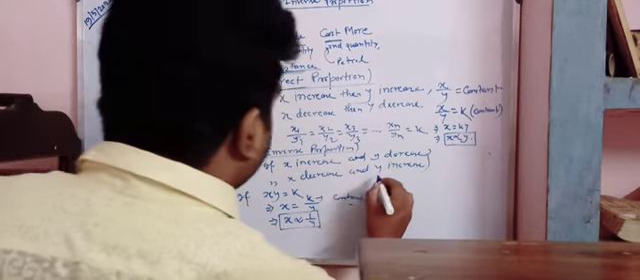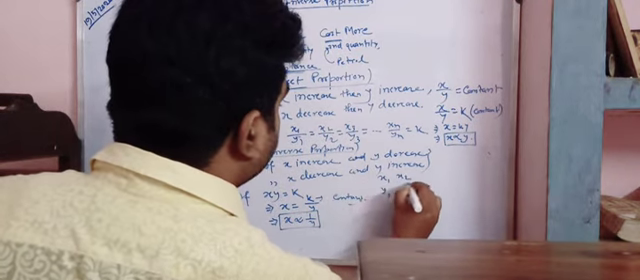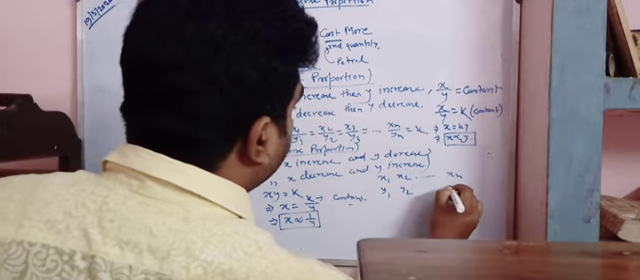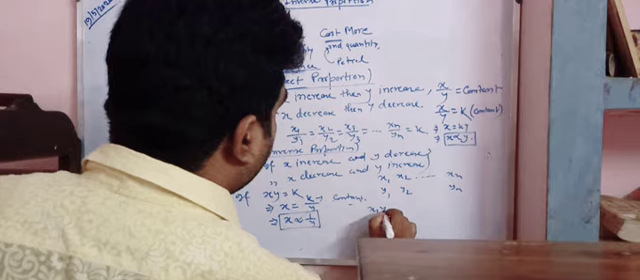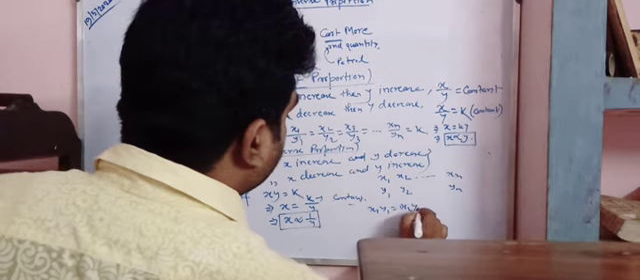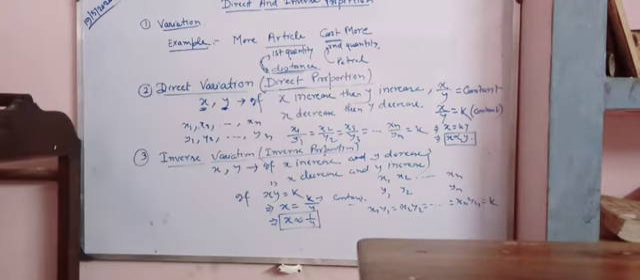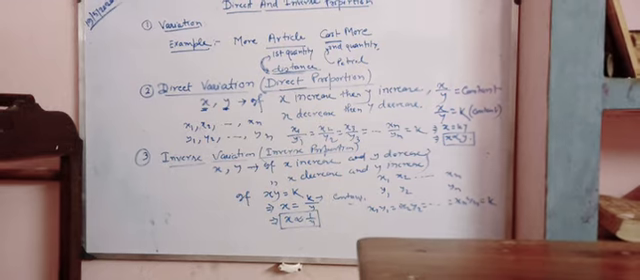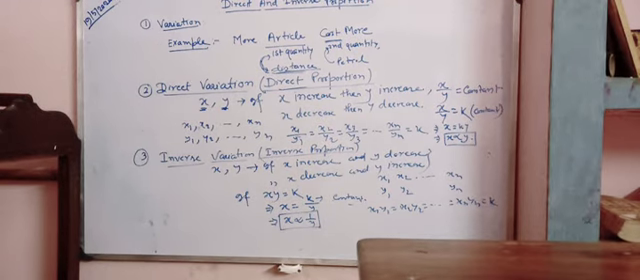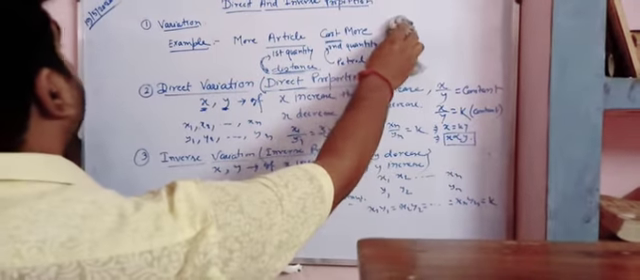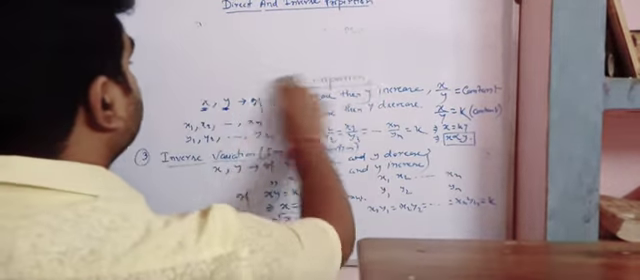Now if we take the quantities x1 corresponding to y1, x2 corresponding to y2, xn corresponding to yn, then x1 y1 is equal to x2 y2 is equal to xn yn is equal to k. Okay, so this is my direct variation and inverse variation. Now without wasting time, let us come to the exercise. Hope you understand that. Next come to the exercise.